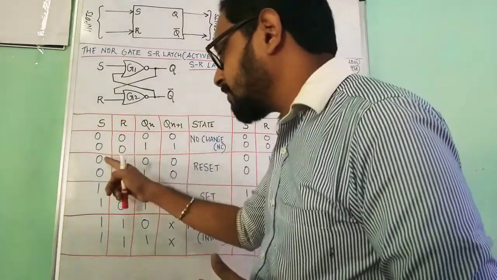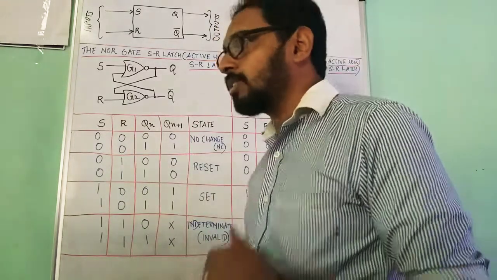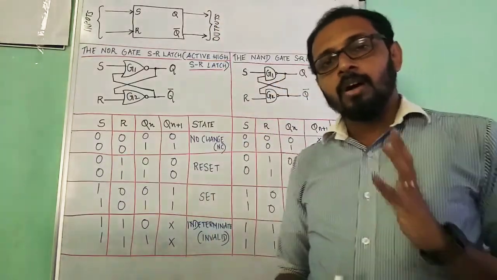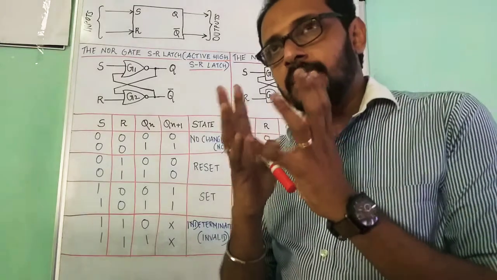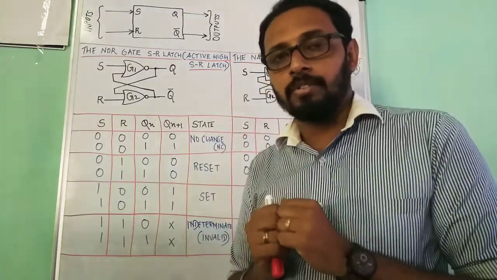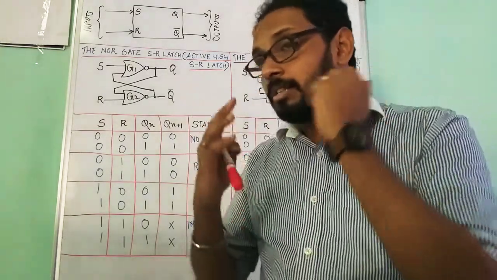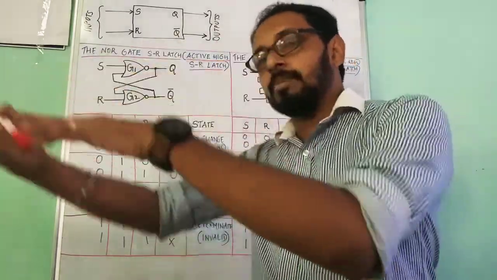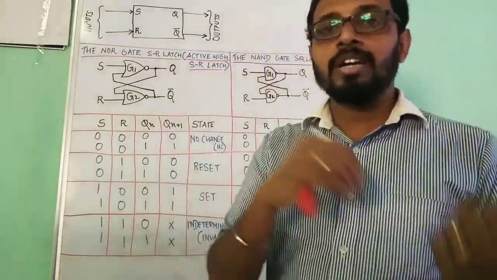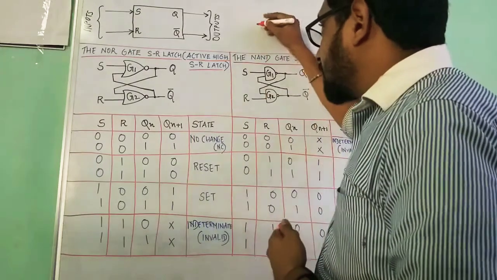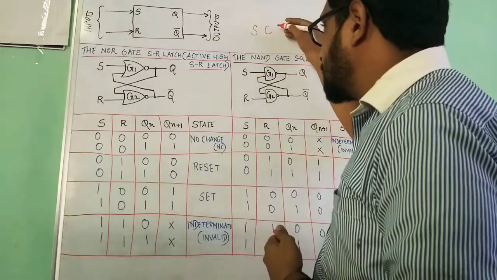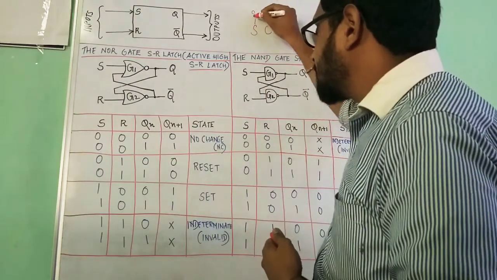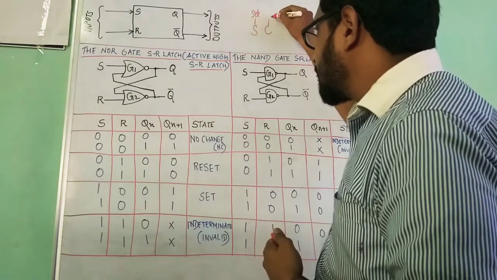We go for the next case. We have the S value as zero and the R value as 1. What is the significance of R? Set means positive case, or we are going to set something. Reset means we are going to clear something. That is, the significance of S and R: this is set and this is clear.